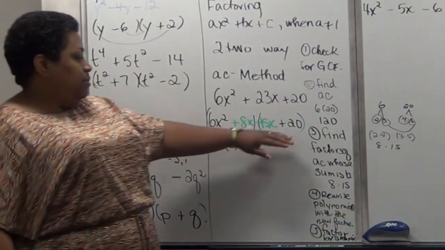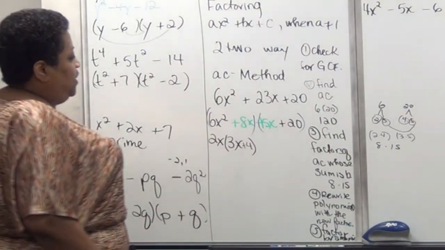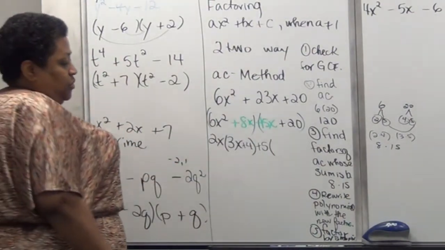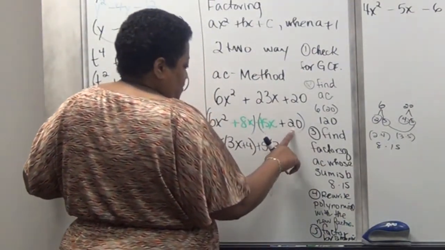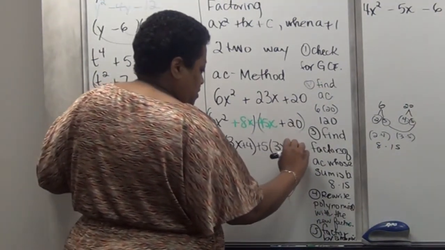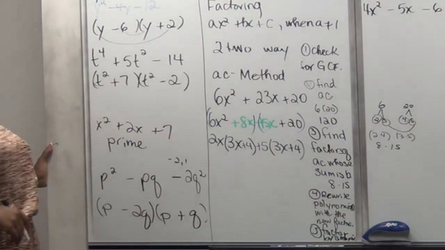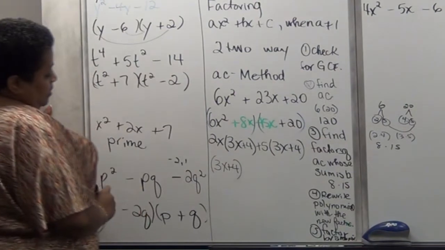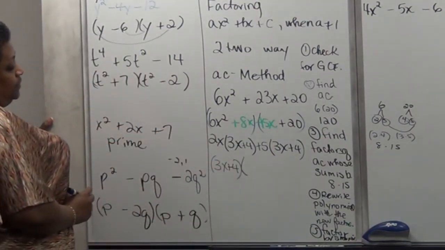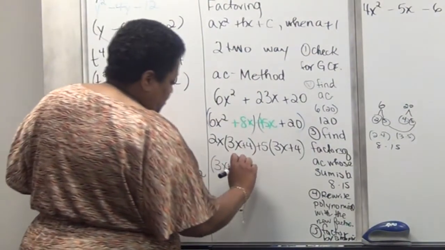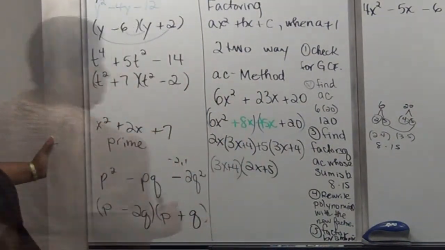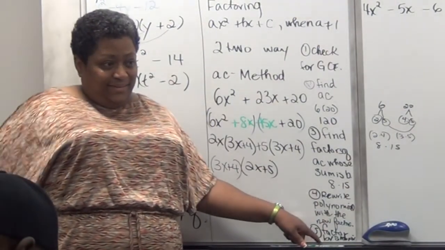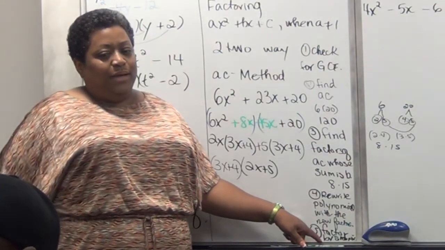All right, what's the common term over here? 5. 5 times what gives you 15x? 3x. 5 times what gives you 20? 4. All right, so now we have 3x plus 4 times 2x plus 5. That's the factor by grouping.